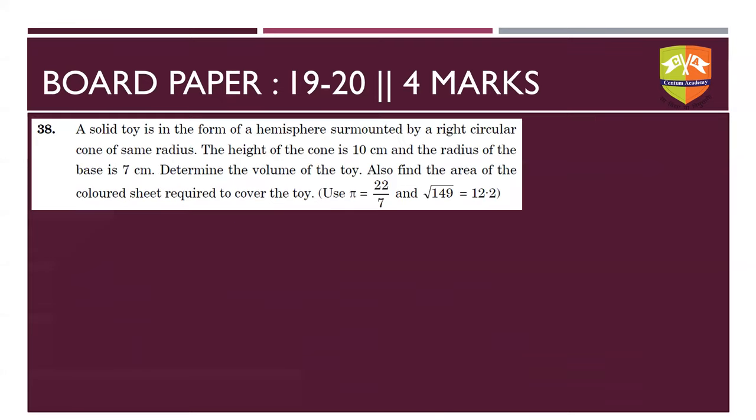Next. A solid toy is in the form of a hemisphere surmounted by a right circular cone of same radius. Determine the volume of the toy. Also find the area of the colored sheet required to cover the toy. So two questions are there.